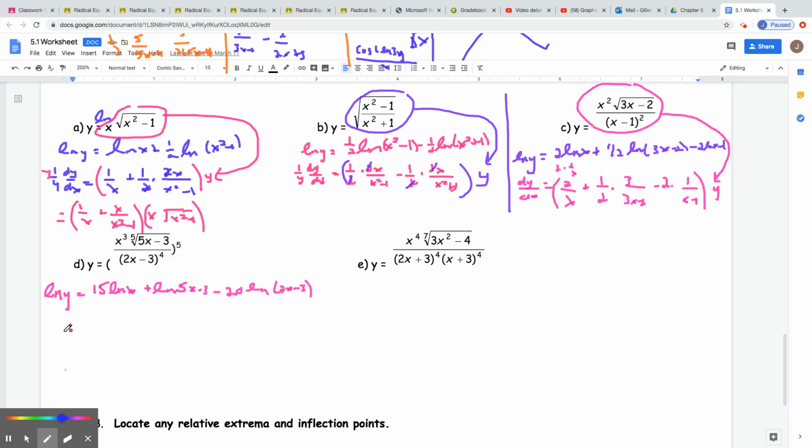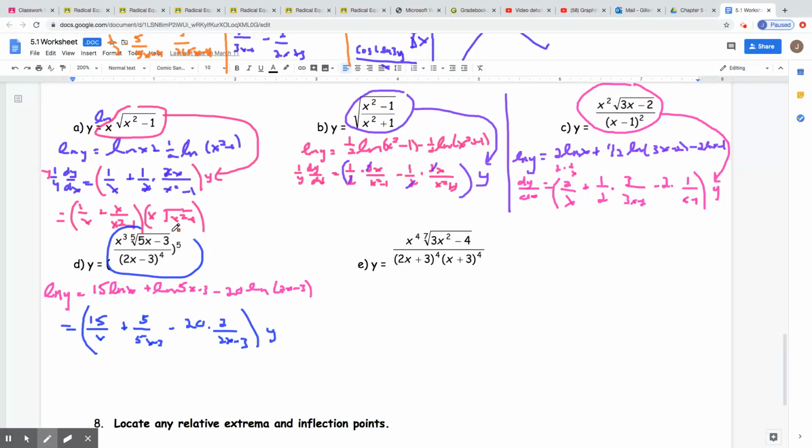So now I take the derivative of all of those. So I get 15 over x, because the derivative of natural log of x is 1 over x, plus the derivative of 5x minus 3 is 5 over that, minus 20 times 2 over 2x minus 3, which would just be 40. And all of this is going to get multiplied by y. What is y? Y is this. Set it there. There's our answer.